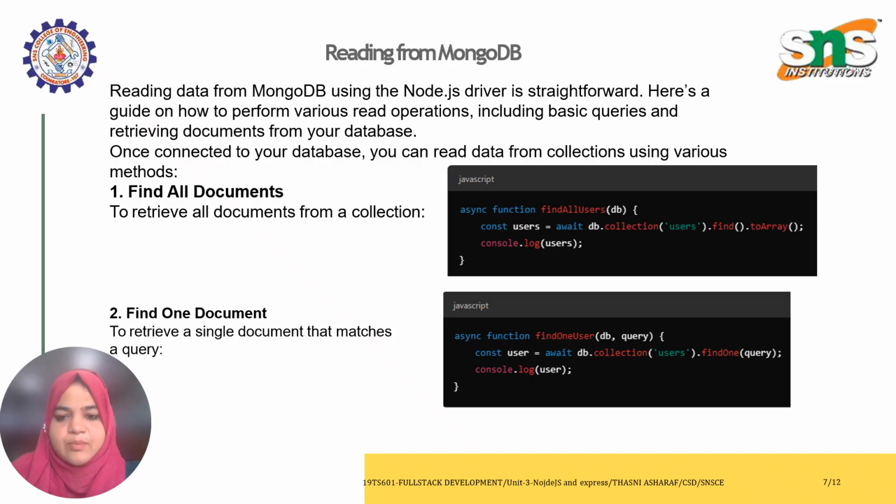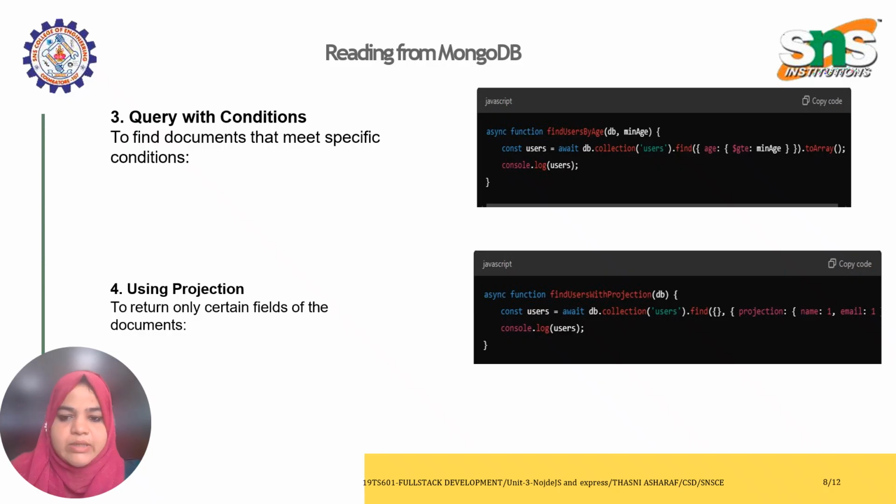Here is a simple example. With find all users, you can retrieve all the users from the database collection. And with find one user, we specifically retrieve one user. Next, query with a condition, using findUserByAge. Here age is my condition. To find documents that meet that specific condition, we use findUserByAge. Then, using projection, findUserWithProjection will project specific fields, such as the name.